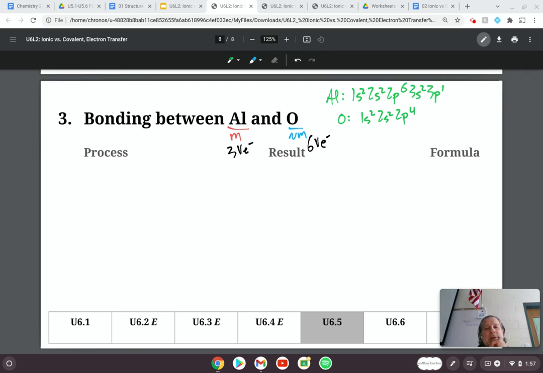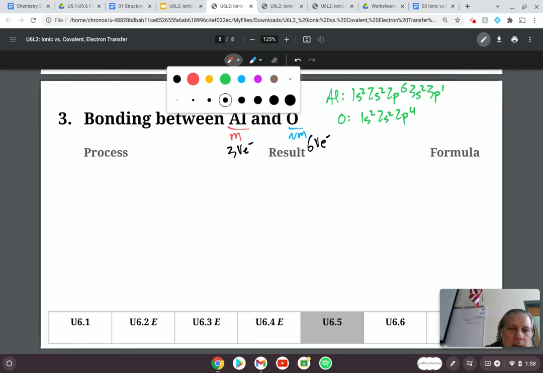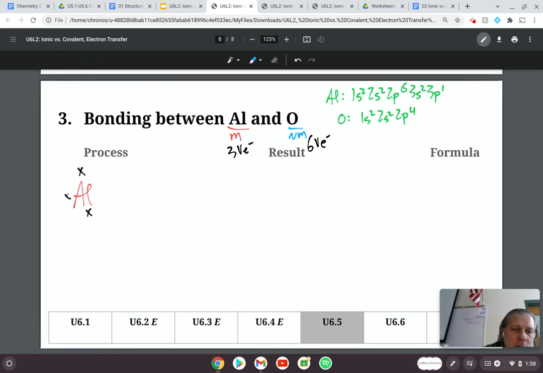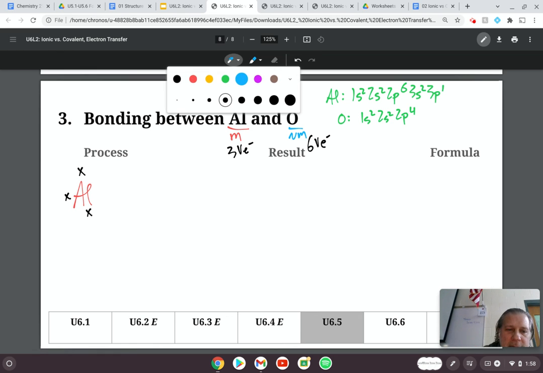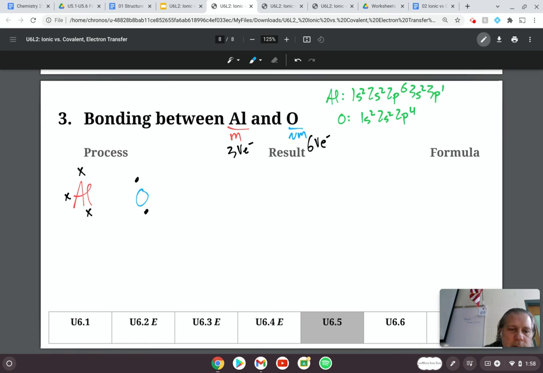I know the electron configuration for aluminum is 1s2, 2s2, 2p6, 3s2, 3p1. And oxygen is 1s2, 2s2, 2p4. So I'm going to start with my aluminum. And I'm going to draw aluminum to have 3 electrons. And I'm going to add oxygen, which will have 6 electrons.